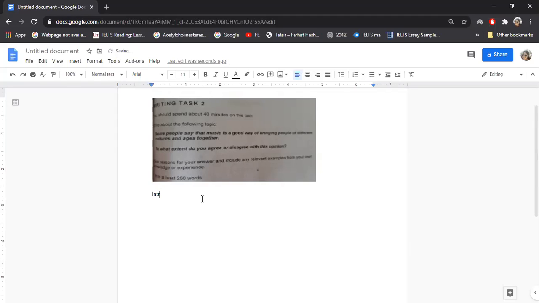All right, so we have 4 paragraphs which we have to write: introduction, body 1 paragraph, body 2 paragraph, and then conclusion. Sometimes, we also have to give our opinion. Then our paragraphs increase, and there is a 3rd paragraph which we have to include. This 3rd paragraph is totally optional, and it depends on whether we have to write the opinion or not. If you have to write the opinion, then you write the 3rd body paragraph. Otherwise, you don't need to write the 3rd body paragraph at all.